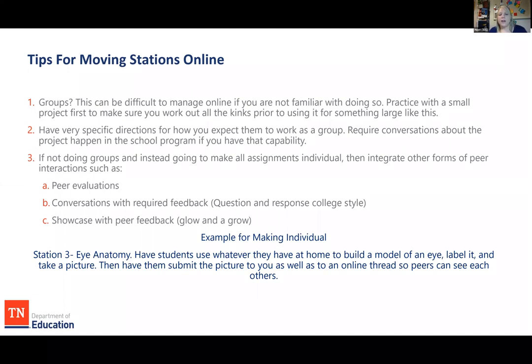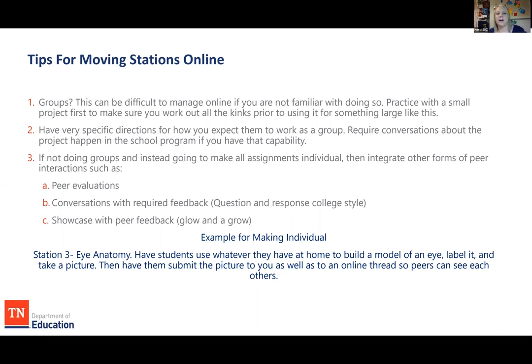Or they can have a small showcase where they come in with their brochure. They have 2 or 3 students in there as well as you. You can have a planned time, and then everybody gives feedback to that student. I teach mine a glow and a grow: 1 positive, 1 constructive criticism or negative to work on. And then they can use that to adjust their assignment before actually turning it in to you for a grade.